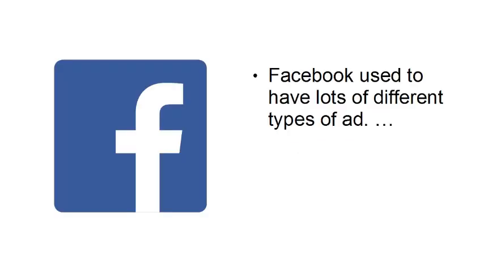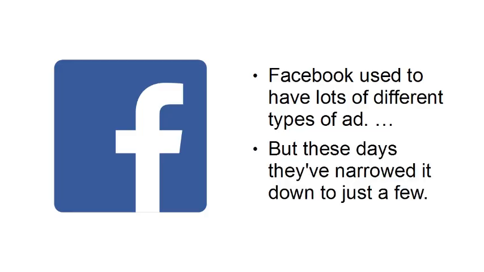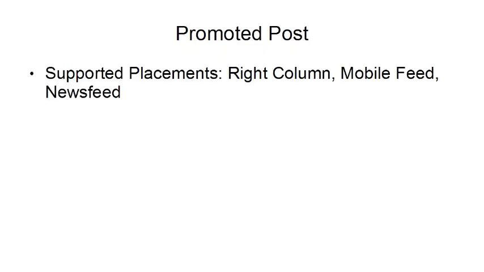Now, Facebook used to have lots of different types of ad, but these days they've narrowed it down to just a few, and I suspect that these were probably the most popular ones anyway, and they've discontinued the ones that people weren't particularly interested in. So let's talk you through some of the different ones. And the first one is a promoted post. And the supported placements are the right column, the mobile feed, and the news feed.